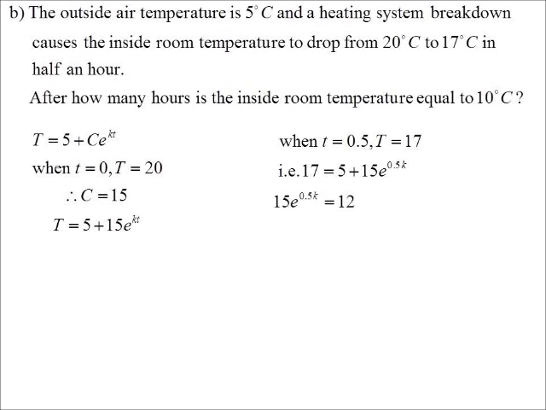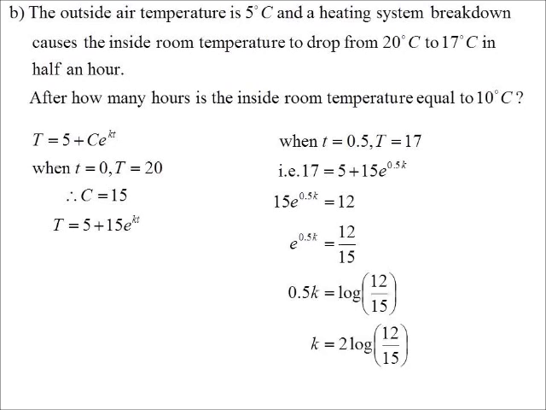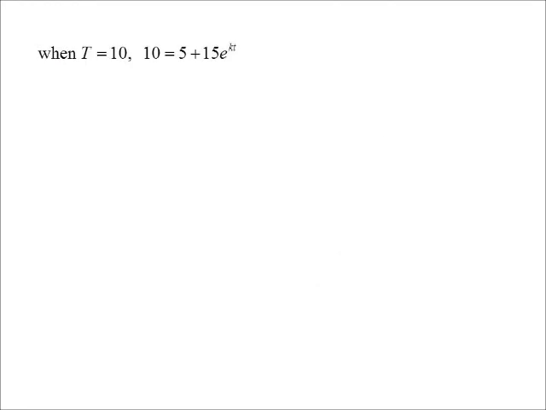Let's find k. It's, again, an exponential equation to solve. 2 log 12 on 15. Again, I haven't really worried about simplifying it down, but I can store that value in my calculator, or I can play with exact values. It doesn't really matter. So all right, we now want to know when T is 10. So we want to know when 10 is equal to 5 plus 15e to the kt. Again, I've just written it as k, haven't put the value down. So 15e to the kt will be 5. Eventually I get t is 1 on k log of a third.